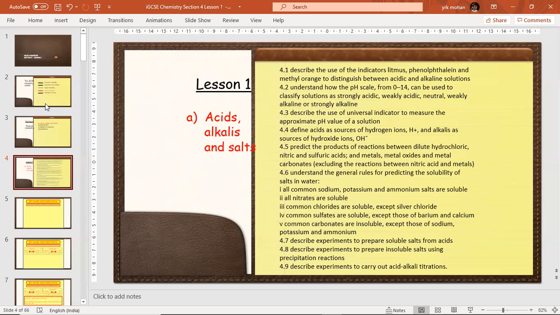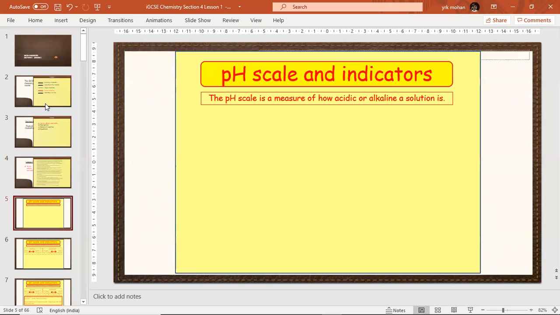And finally, we will describe the experiments to prepare soluble salts from acids, and describe experiments to prepare insoluble salts using precipitation reactions. And finally, in this session, we will describe the experiments to carry out acid alkali titrations. Let us see pH scale and indicators.